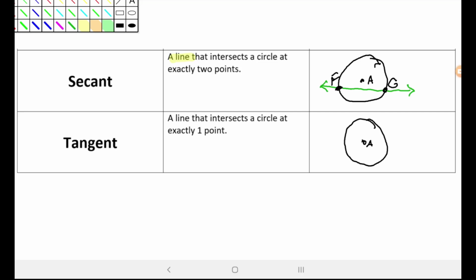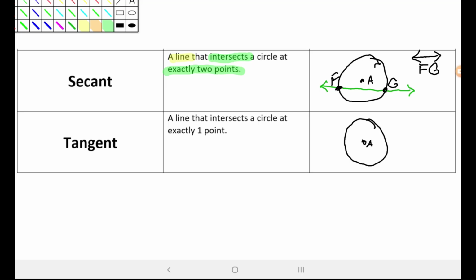So now remember the notation for this, because this is a secant and it's a line. It intersects at exactly 2 points. That's key. Okay, so it's exactly 2 points for this one. All right, and the name of that, since it's a line, we better use the symbol for line. So a line above the 2 letters F and G. Perfect.